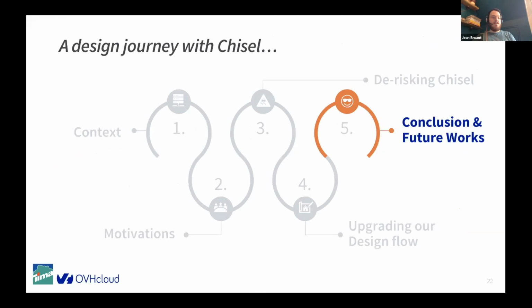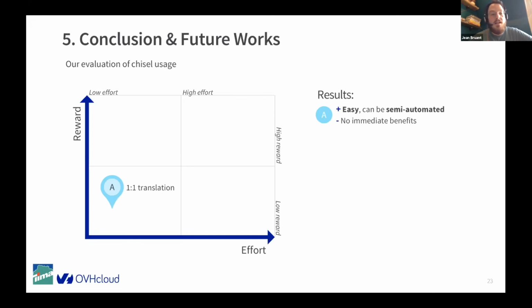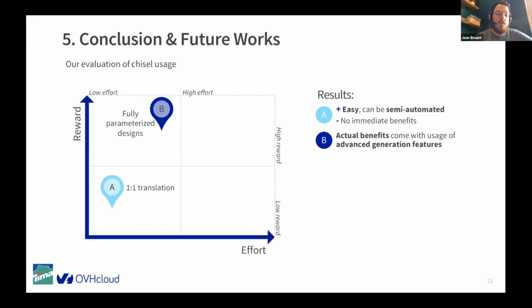And so, the conclusion now about our use of Chisel in our production environment. Our current evaluation is that the translation does not bring a lot of benefits, but it is quite easy, actually, to convert once you master Scala and the Chisel syntax. It is quite easy to translate one for one an existing SystemVerilog module. It becomes much more interesting and much more rewarding when you are actually using the great features of Chisel, when you are using parameterization, functional parameterization, and you deal with types and so on.